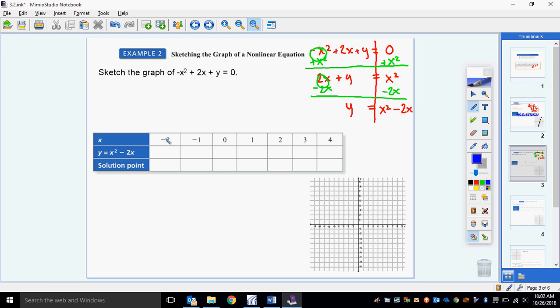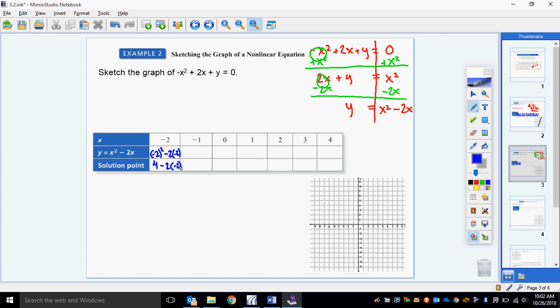So I'm plugging in negative 2 for both spots on the x. So it says to square the negative 2 and subtract 2 times negative 2. Okay, remember order of operations when you're doing this. Negative 2 squared means negative 2 times negative 2. That would give you a positive 4. Okay, so you have a 4 minus 2 times negative 2.